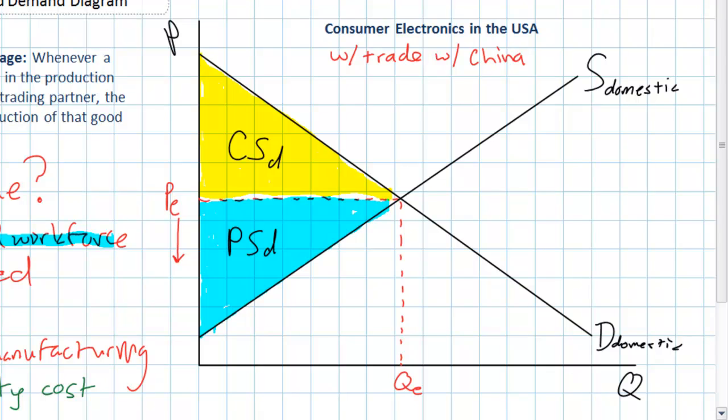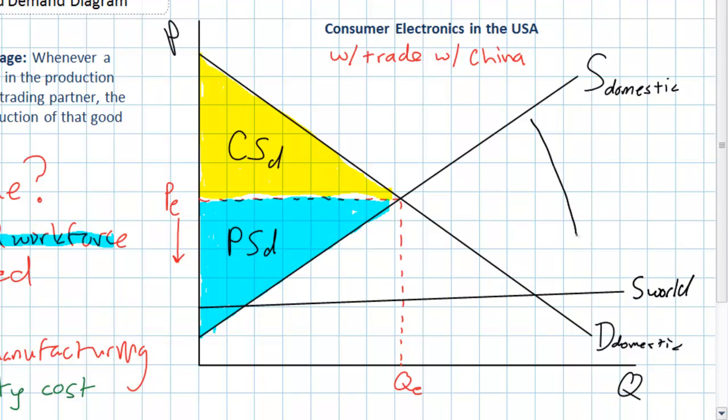How do we illustrate an elastic supply curve? To do so, we must show a supply curve for electronics that is nearly horizontal and much lower on our diagram, indicating that supply has actually increased. So I'm going to label this new supply curve supply world. China is not the only country that produces electronic goods, so we'll call it the supply world. It's the supply of electronics with trade.